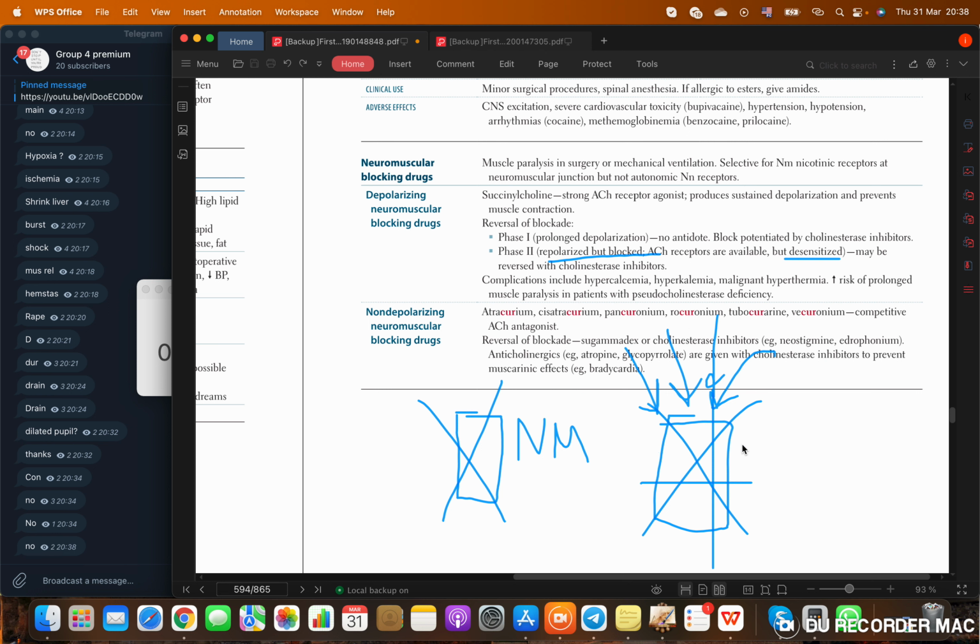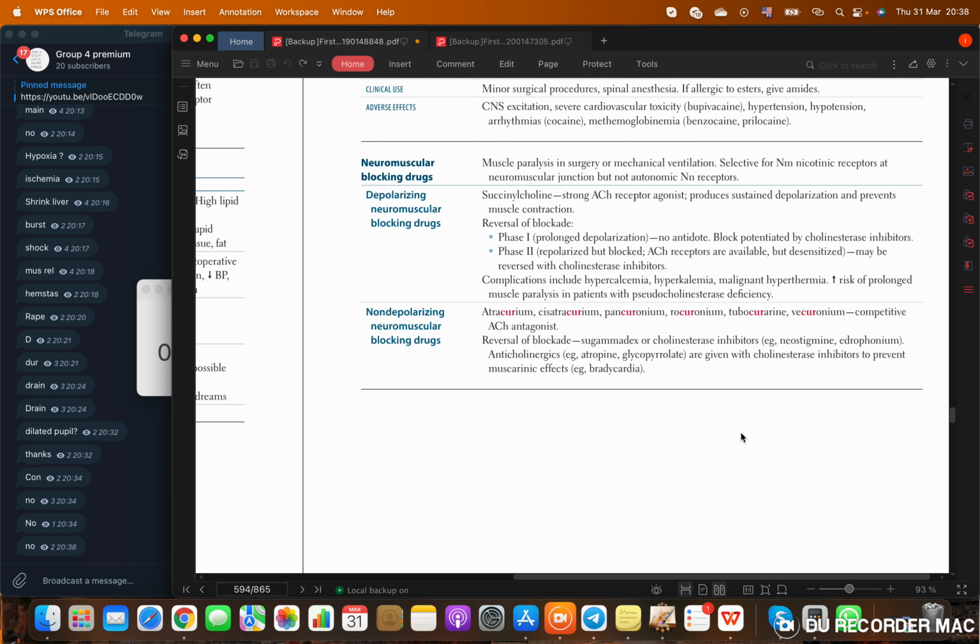So if you cannot do that, can you have contraction of the muscle? The answer is no, not possible. If you cannot contract this muscle, this is a myorelaxant. However, you can see the dangers of this.